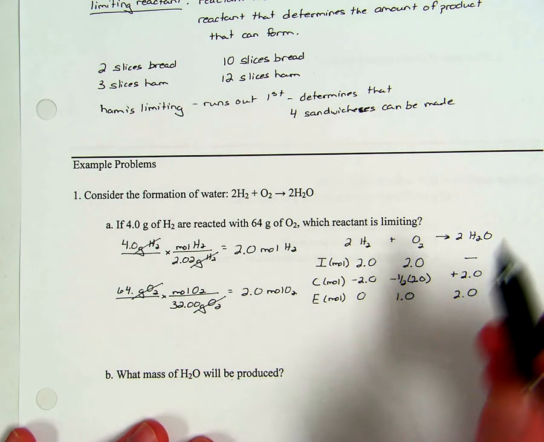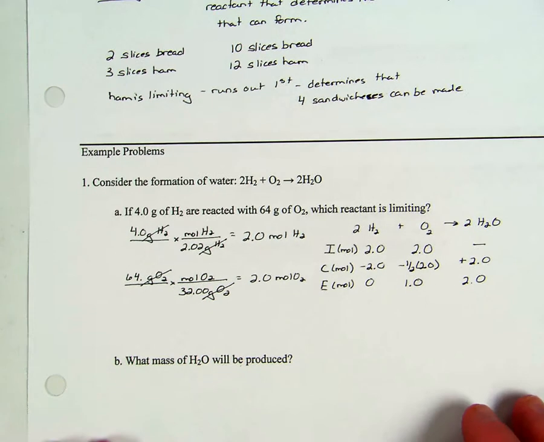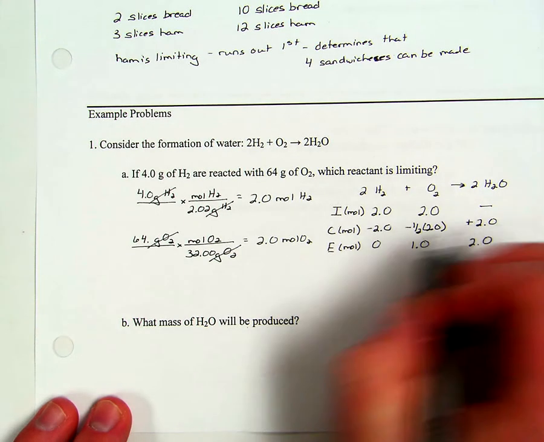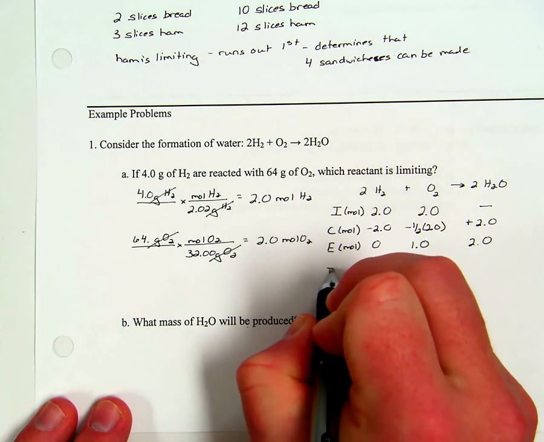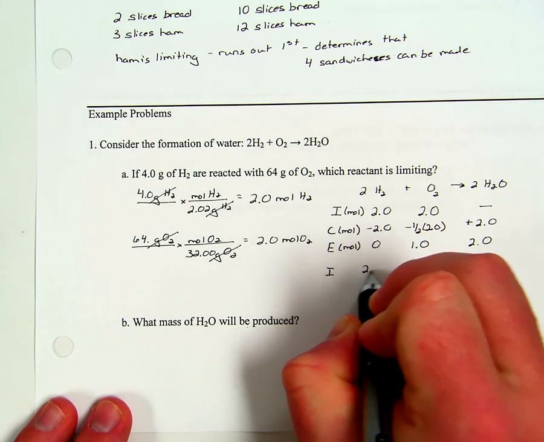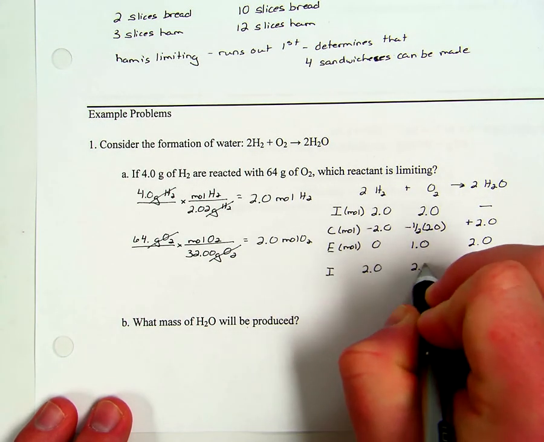If I do this the other way around, if I try to get all the oxygen to react, I'm just going to do the same chart down here. I won't write the equation again. But if I do the same thing, I'll just fill in the numbers. We have 2 moles of hydrogen. We have 2 moles of oxygen. We have no moles of water to start with.